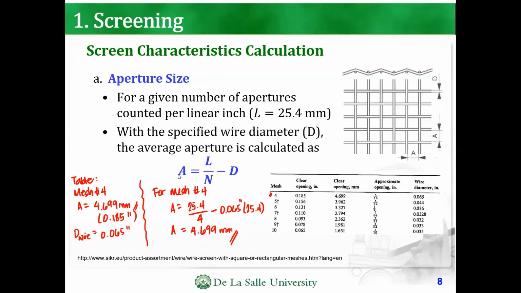So for the aperture size, I already gave you this formula last time. A is equal to L over N minus D. And then you can get the characteristics in the tables here. Just like here, for mesh number 4, the L is set as 1 linear inch, so that's 25.4 millimeters, divided by 4 since this is mesh 4, minus 0.065. Where did we get the 0.065? The diameter of the wire, which is 0.065 inches, and then I converted that to millimeters. So the aperture is in millimeters.